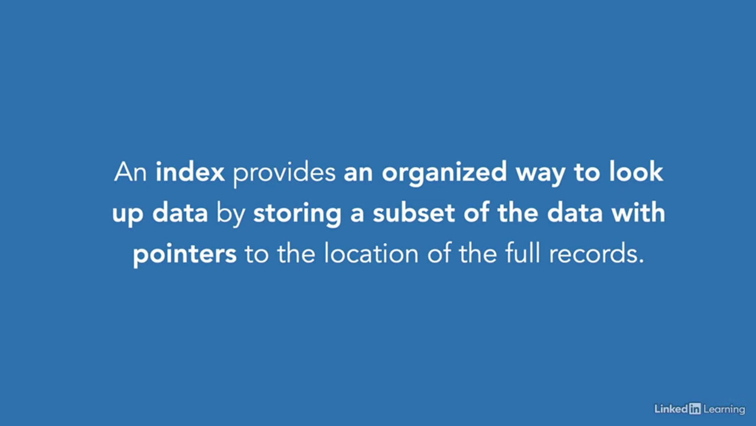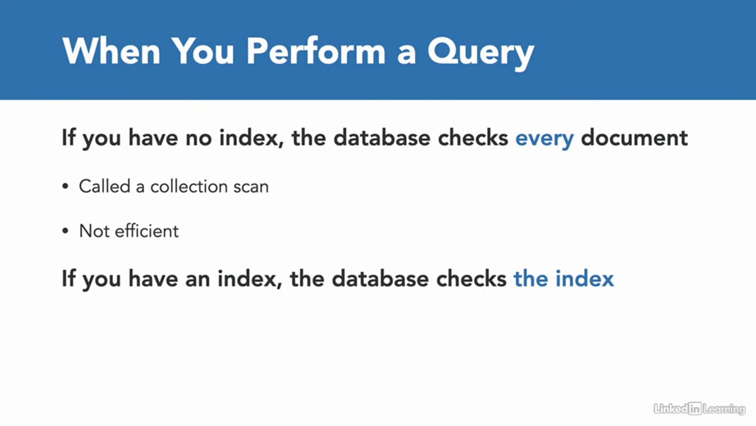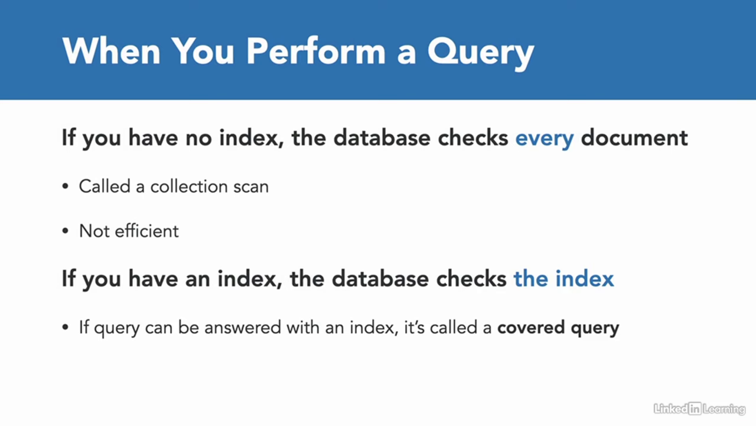An index provides an organized way to look up data by storing a subset of the data with pointers to the location of the full records. If the data you are querying is present in the subset of data in an index, the database only needs to check the index. Queries that can be answered completely with just the index are called covered queries in MongoDB, and these queries are very performant.